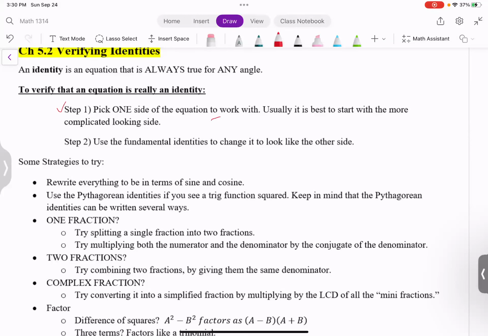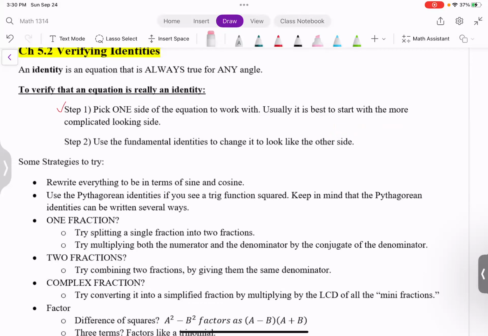So prove the more complex side equals the simpler side. Maybe I'm starting from the left-hand side, for example, and then step by step it equals a triangle, which is the right-hand side. Then we can say this is an identity because my left-hand side equals the right-hand side. This is a true statement. It is an identity. And step 2, use the fundamental identities to change it to look like the other side.